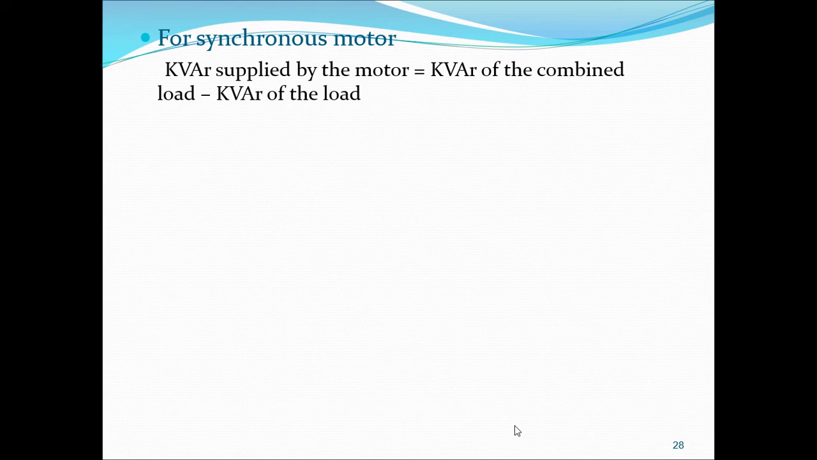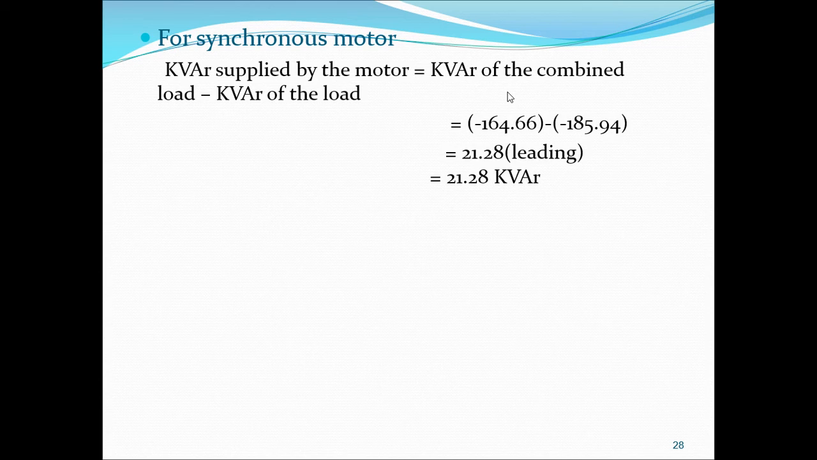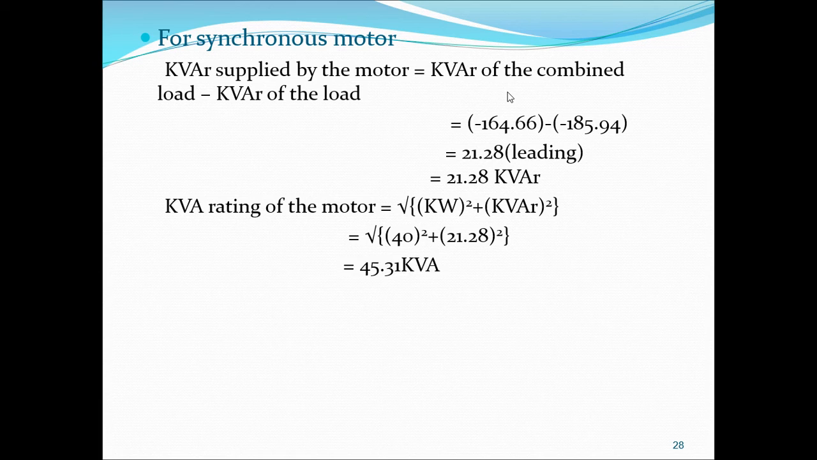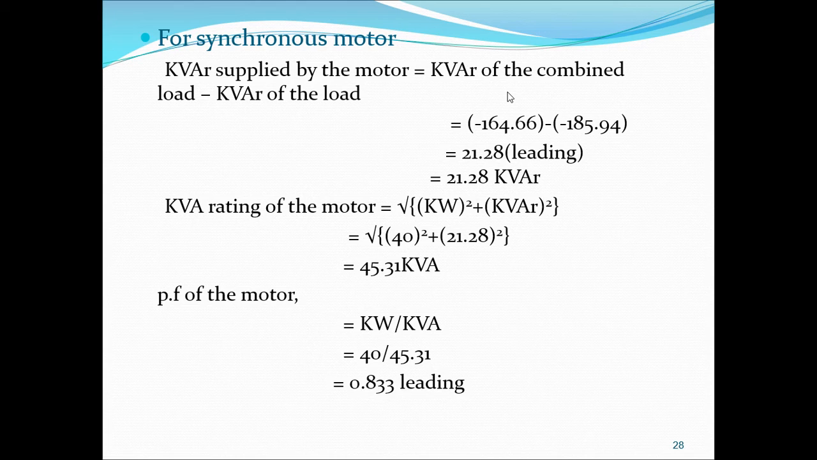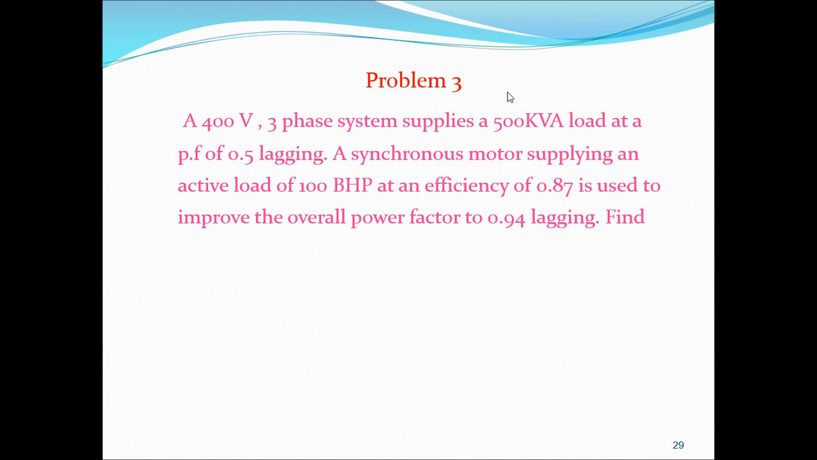So the kVAR supplied by the motor is equal to the kVAR of the combined load minus the kVAR of the load, which gives a value of 21.28 kVAR. The kVA rating of the motor is equal to the square root of kW squared plus kVAR squared, which gives a value of 45.35 kVA. Then the power factor is equal to kW by kVA, that is 40 by 45.35, which gives a value of 0.833 leading power factor.